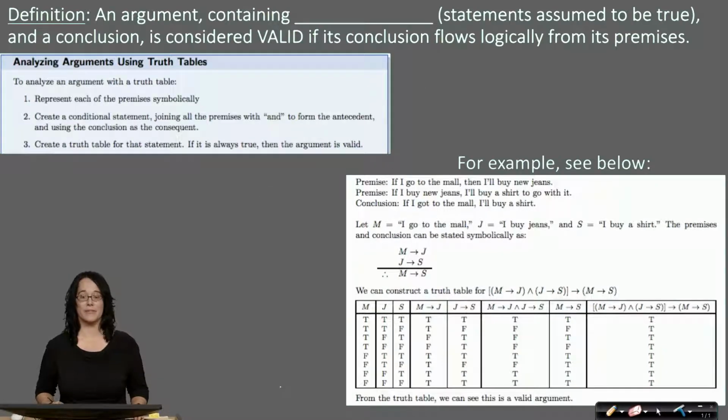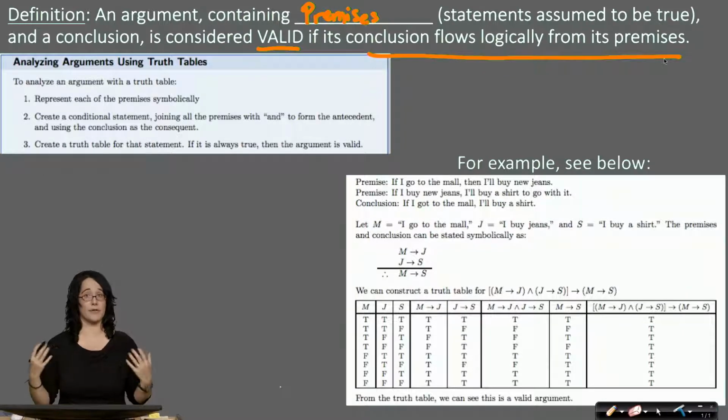So to begin, we describe an argument as something containing statements that are assumed to be true. We're going to call those statements premises, and a conclusion. So you have a premise followed by another premise, and in fact you can have more than two premises, followed by a conclusion. Now we consider this to be a valid argument if the conclusion flows logically from its premises.